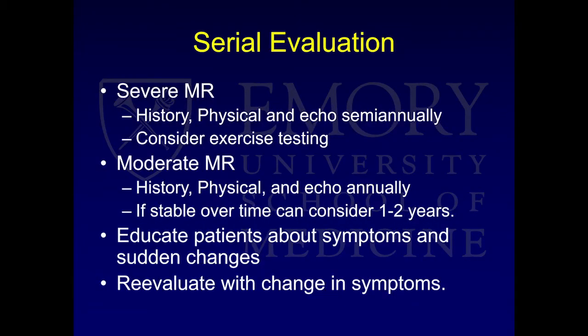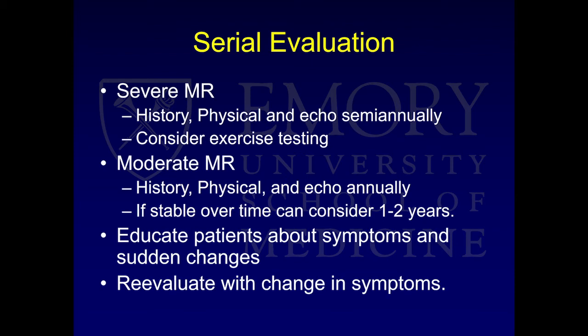All right. If we don't have patients that need surgery, how often do we need to follow them? So if you have severe MR, every 6 months, you've got to get a history, physical, and an echo. Make sure they don't have a criterion for why they need surgery. You could consider, again, exercise testing them if you're unsure about their symptom status.